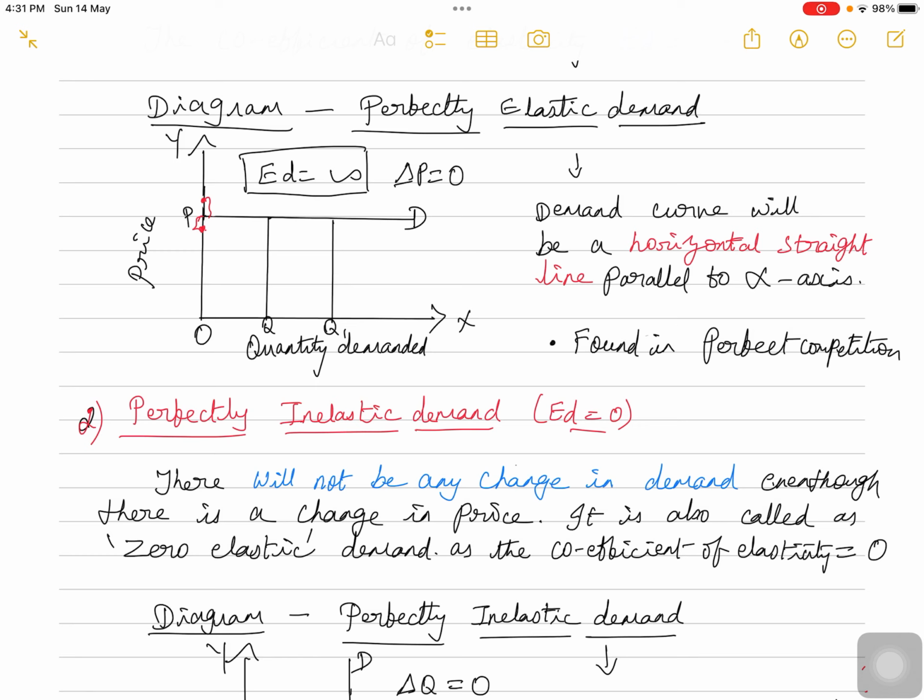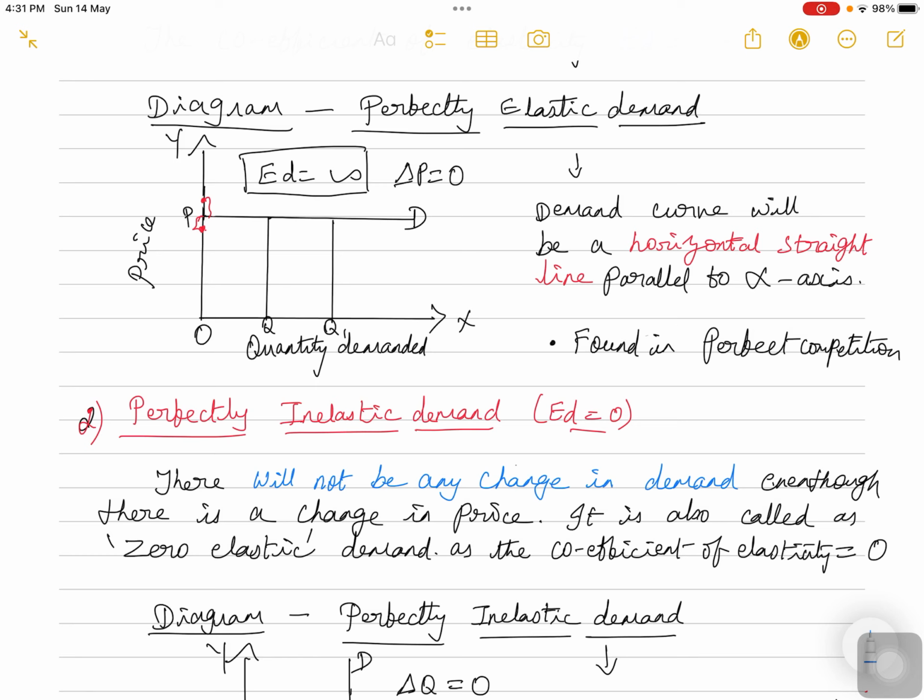Or put it very simply, the price is remaining the same at OP, the demand is increasing to infinity. It can be OQ, it can be OQ1, it can be OQ2, whatever it might be. The demand expands to the maximum. If the price increases even a little, the demand totally contracts to zero. Okay, so the demand curve will be a horizontal straight line parallel to the x-axis. We all know the shape of the normal demand curve, but in this case the demand curve will be a horizontal straight line parallel to the x-axis. This is perfectly elastic demand.